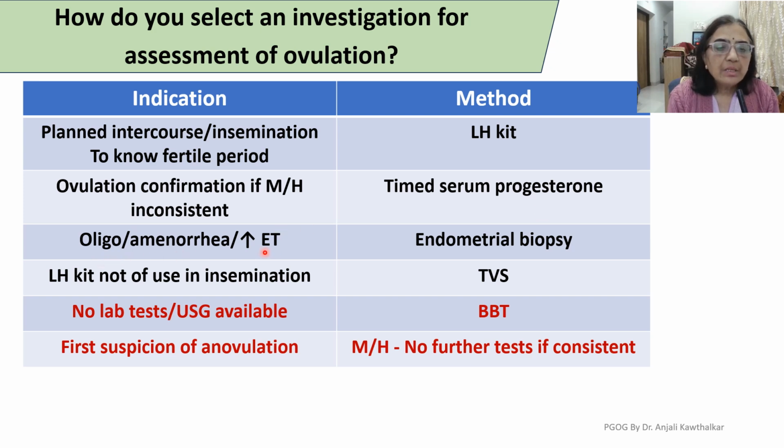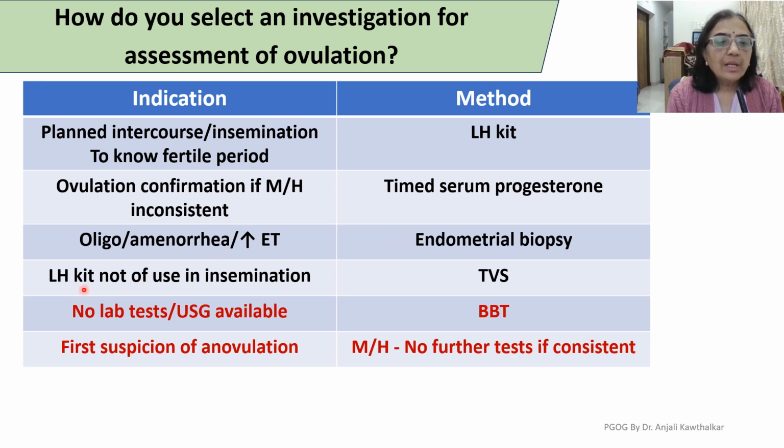In oligomenorrhea or menorrhagia with increased endometrial thickness, we are worried about whether there is endometrial hyperplasia or malignancy. Then we go for endometrial biopsy. In amenorrhea, when we want to rule out endometritis, tubercular endometritis, then also we go for endometrial biopsy.